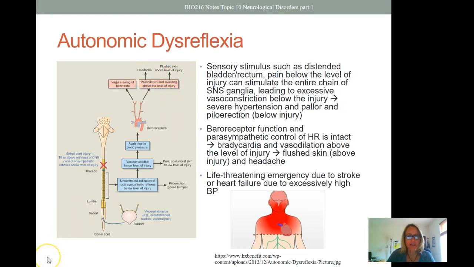This is a life-threatening emergency because it can cause stroke or heart failure due to the extremely high blood pressure. So note this patient here: very red and flushed above the level of injury, pale below the level of injury. It's important in these patients to reduce the blood pressure, although it's important to do it in a controlled manner and not suddenly send them into shock.